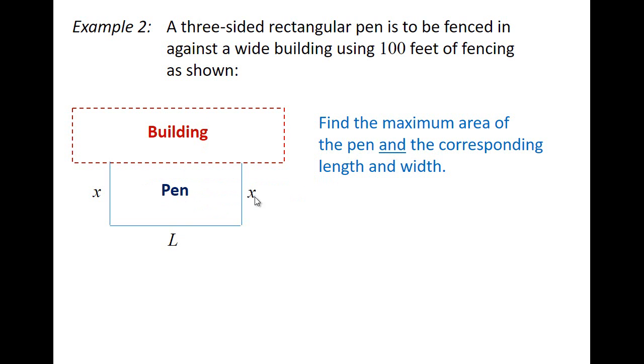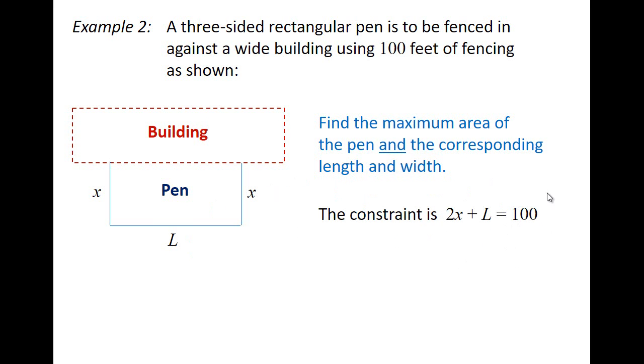So let's say x is the width of the pen and L is the length of the pen. Notice that on the side of the building, we don't need fencing. So the perimeter of these three sides would be x plus x plus L, so that's 2x plus L. That is the perimeter of the pen where we have to use the fence. And so we have that 2x plus L is equal to 100. So this is our constraint.